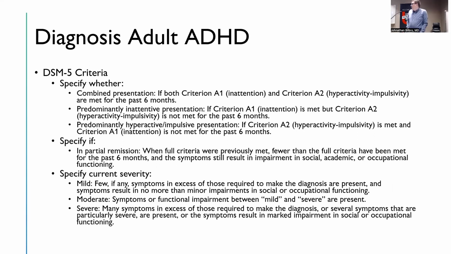And as I mentioned before, there's a number of specifiers. The ones we most commonly think of are whether someone has the combined presentation where they meet criteria for both the inattentive subtype and the hyperactive and impulsive subtype, or they could meet criteria for each of those individually. You can specify for individuals whether they might be in partial remission. So these would be folks who met full criteria at some point, but for the past 6 months, they don't meet full criteria, but still have some level of impairment from their symptoms.